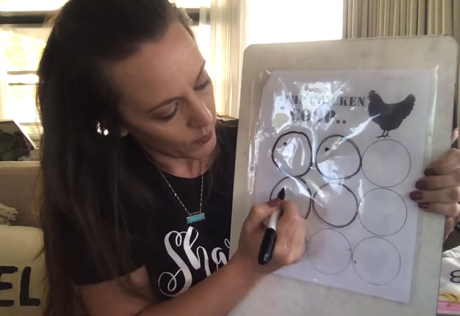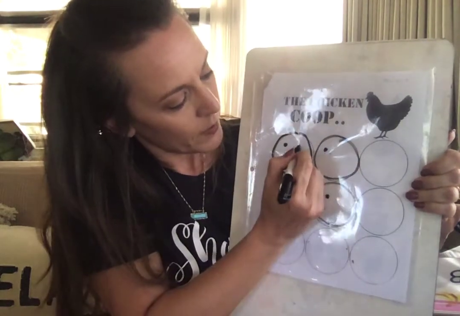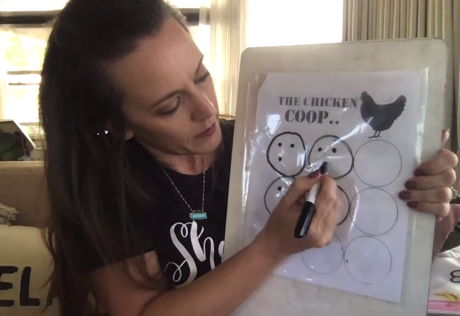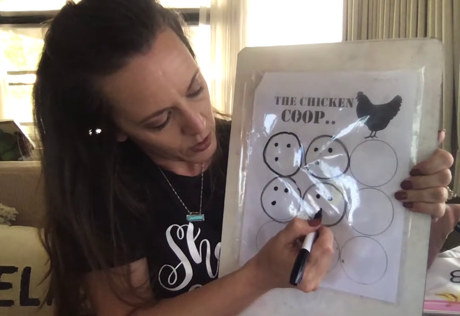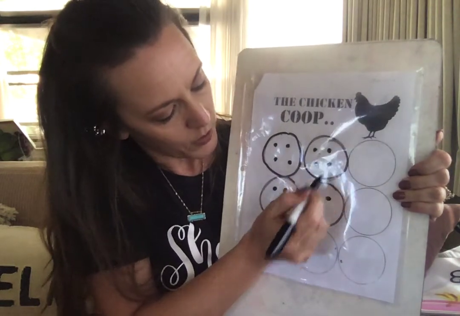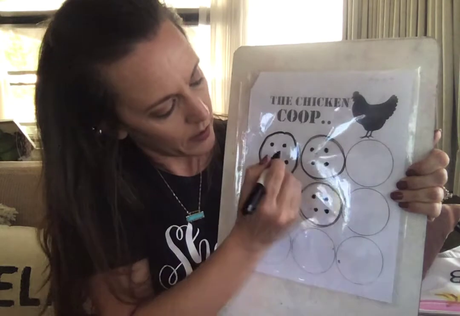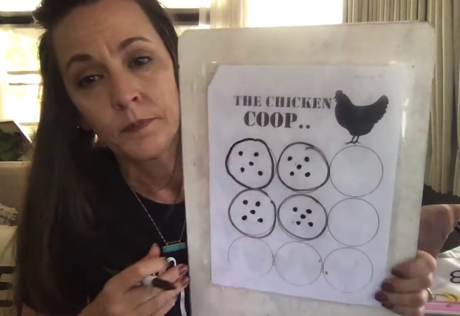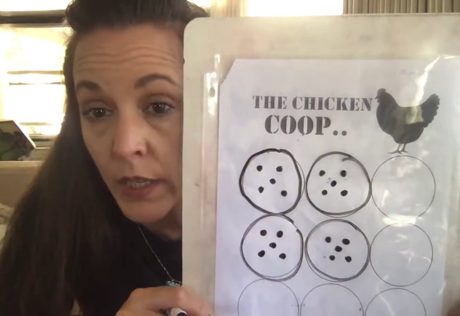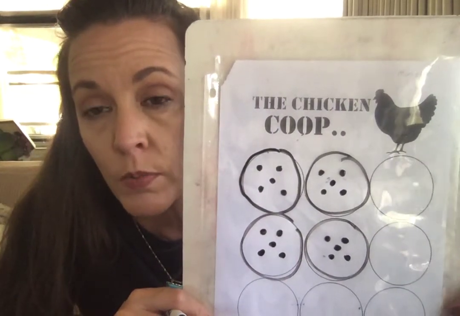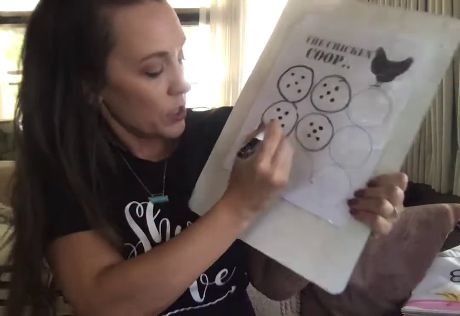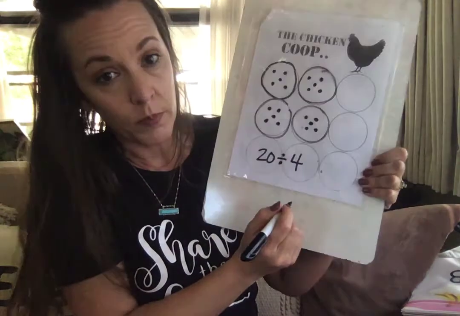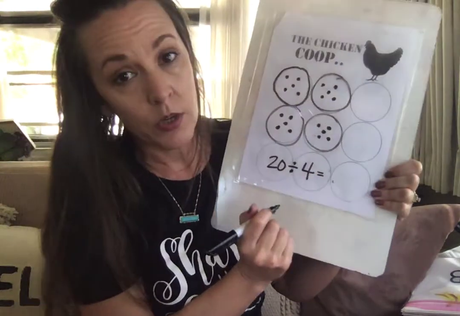1, 2, 3, 4, 5, 6, 7, 8, 9, 10, 11, 12, 13, 14, 15, 16, 17, 18, 19, 20. So I've taken my 20 chickens and I've fair shared them into 4 coops. So I'm talking about 20 chickens divided by 4 coops equals how many in each coop?